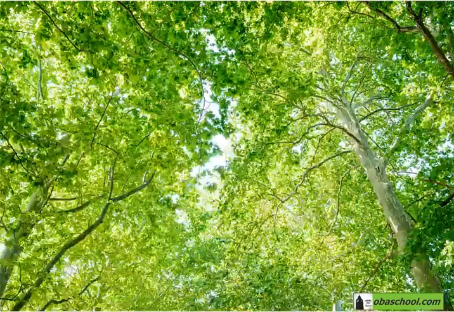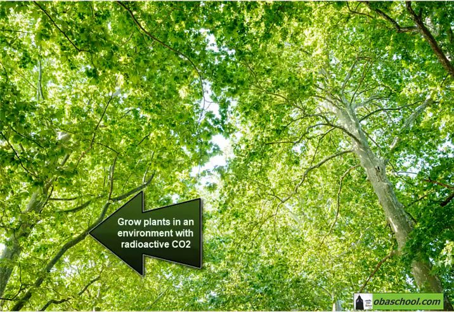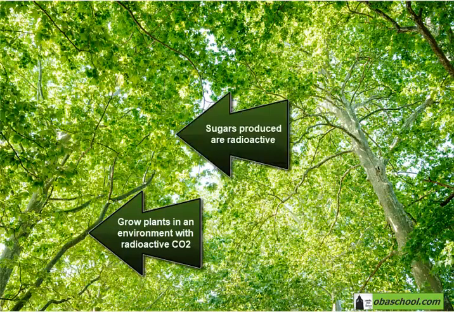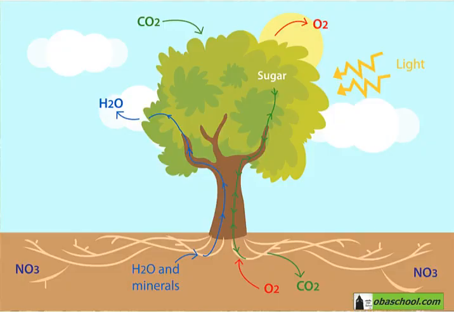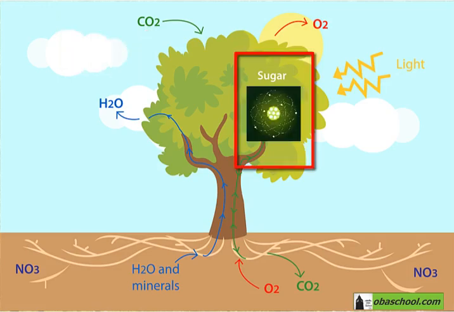So any carbon dioxide made from this C14 and not from the normal carbon is going to be radioactive. If you grow a plant in an atmosphere containing carbon dioxide made from C14, so 14CO2, the C14 isotope will be incorporated into the sugars produced during photosynthesis by this plant. So the sucrose made by a plant grown in an atmosphere containing radio-labeled carbon dioxide will produce radioactive sucrose.